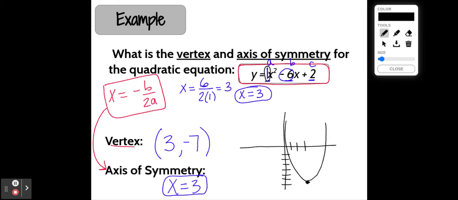Now, if I were to trace the axis of symmetry, it would be right here, wouldn't it? And wouldn't that be right here at x equals 3? It's going to cut right through there at 3. So the axis of symmetry, that's what we got by using that x equals -b over 2a. That is the axis of symmetry equation.